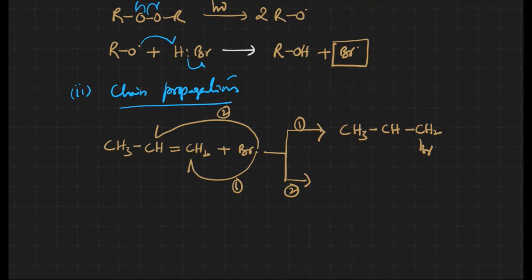Then what happens at the second carbon? At the second carbon generation of free radical takes place, right? Because here also bond cleavage takes place, something like this, right? After that, if bromine radical is going to attack at the second position, what happens here? We'll get a structure like this. CH3 CH Br and CH2 free radical, right here. This is the free radical.